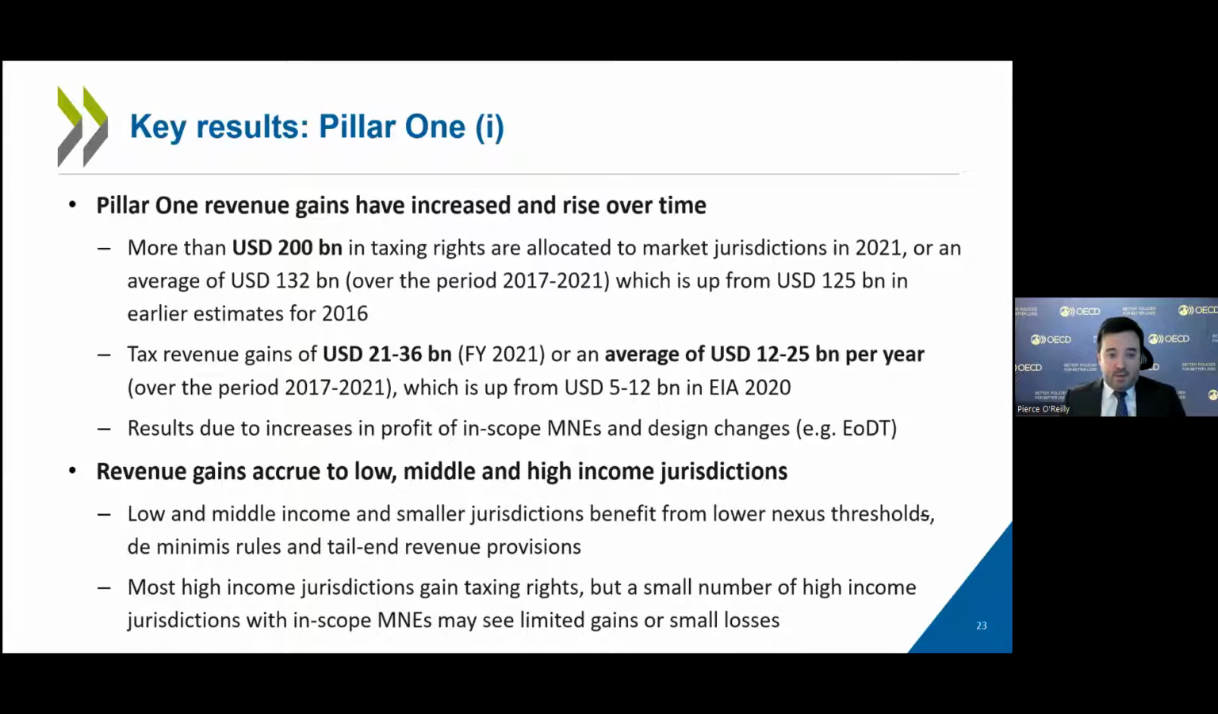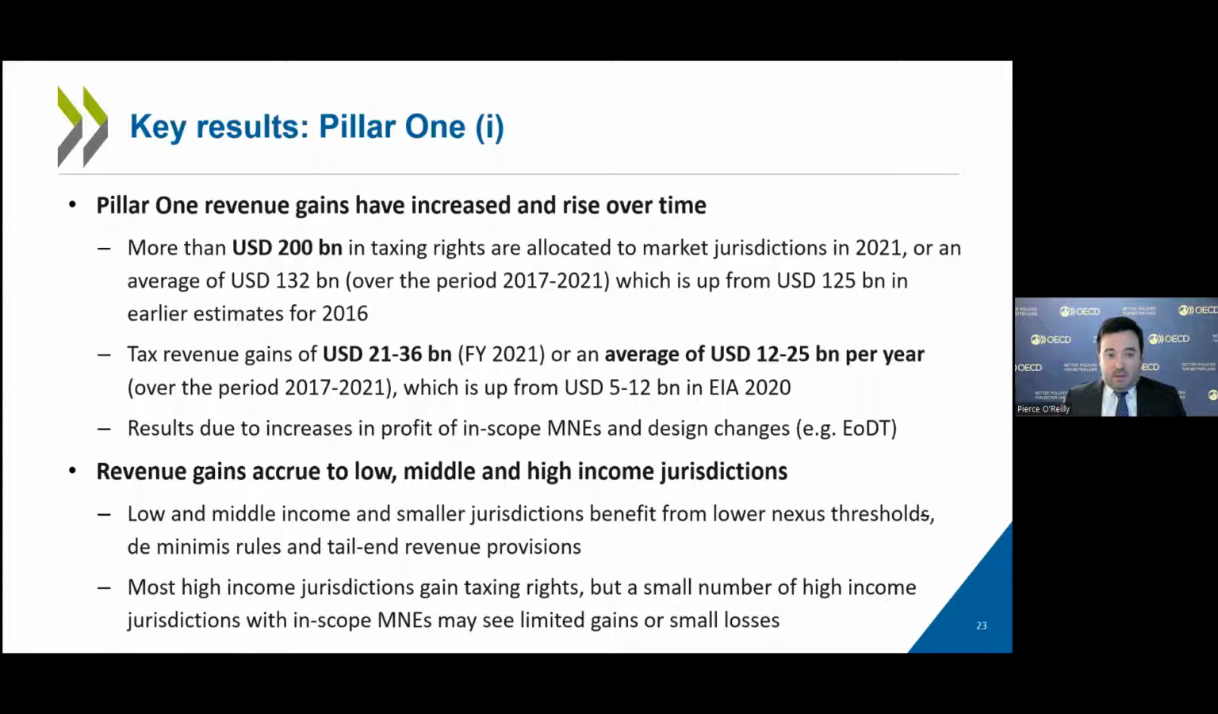I'll show you in a second, but broadly speaking, we find that revenue gains accrue to most kinds of jurisdictions in the inclusive framework: low, middle, and high income jurisdictions. We tend to find that investment hubs lose revenue. We tend to find that low and middle income jurisdictions, as well as smaller jurisdictions, benefit from the design features that David spoke about and I just spoke about. And so it's in large part due to those design features that they tend to gain more as a share of CIT revenues relative to higher income jurisdictions, and then also relative to investment hubs.